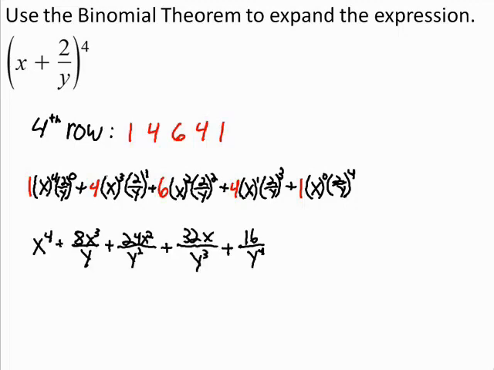The simplified expression is x to the 4th power plus 8x cubed divided by y plus 24x squared divided by y squared plus 32x divided by y cubed plus 16 divided by y raised to the 4th power.